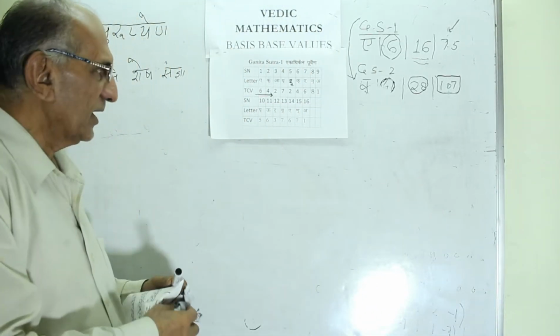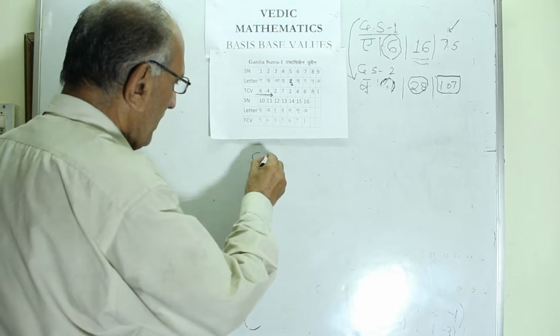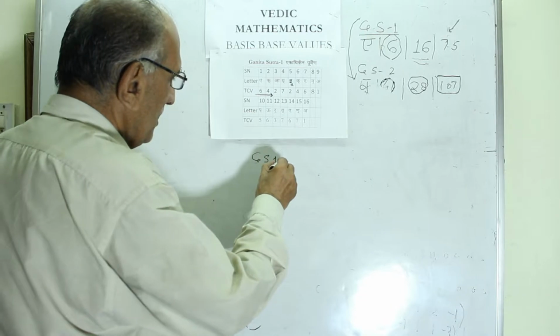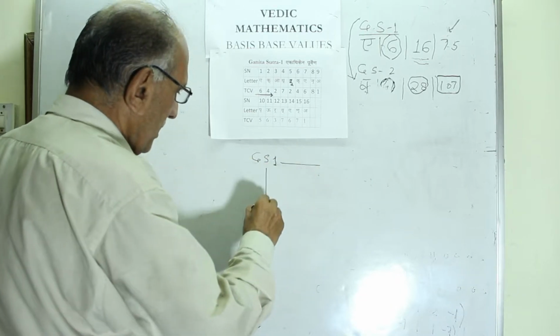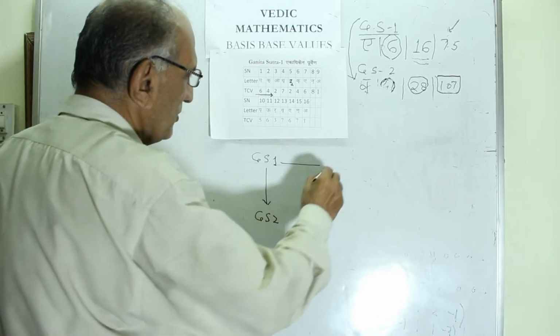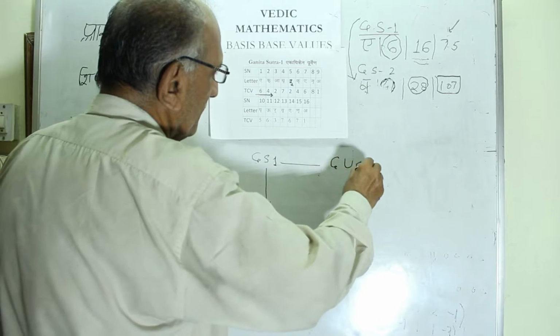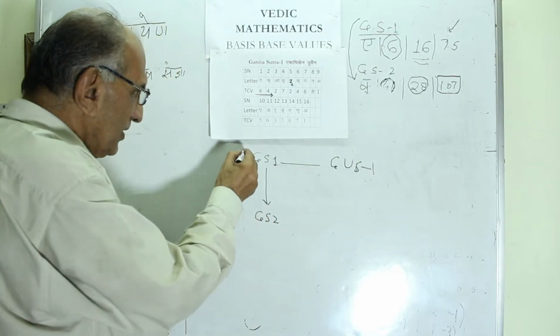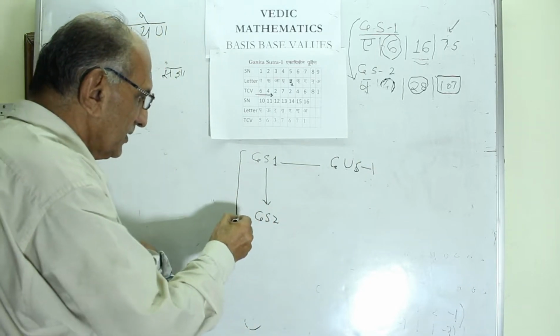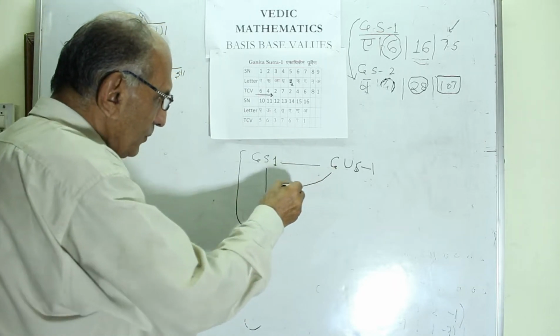For it, we can appreciate that they reach from Ganita Sutra 1, on the one hand to Ganita Sutra 2 and on the other hand to Ganita Upasutra 1. The gap between Ganita Sutra 1 and Ganita Sutra 2 is going to be bridged by Ganita Upasutra 1.